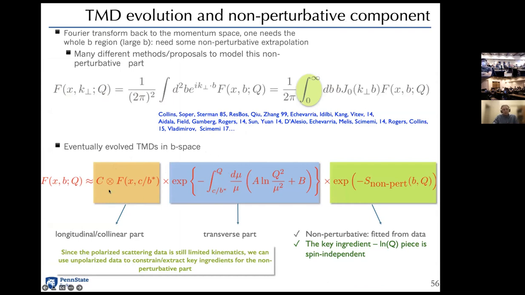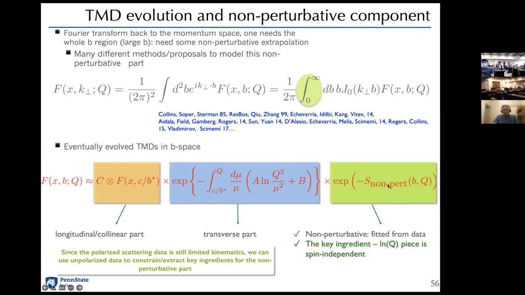There we relate our TMDs to collinear distributions. Then we have the quote-unquote transverse part, which contains the so-called pseudo-coform factor. And the pseudo-coform factor is a very ubiquitous object in many fields. And we have the non-perturbative part of the evolution. This non-perturbative part of the evolution, or of the form factor, is extremely important because it tells us about the properties of the vacuum of QCD.